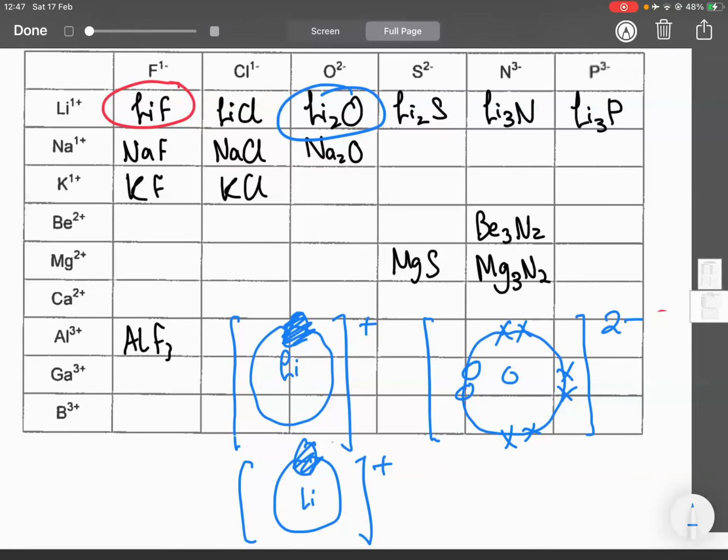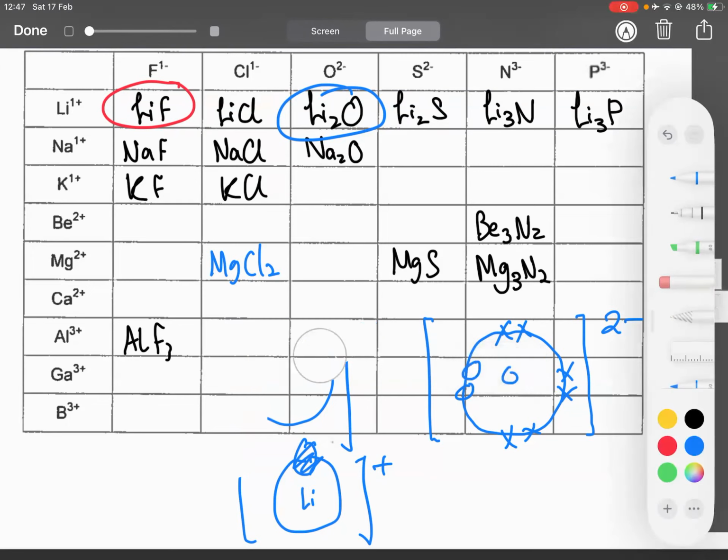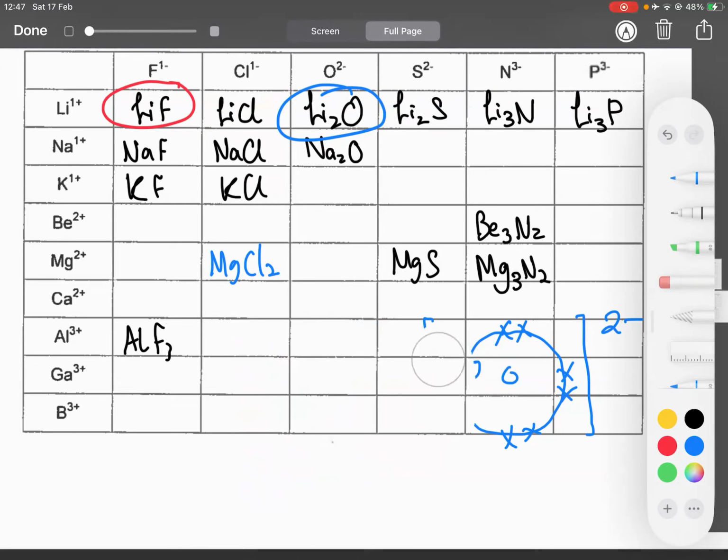Can you try that one? MgCl2. Yep. That one. Magnesium's group 2.